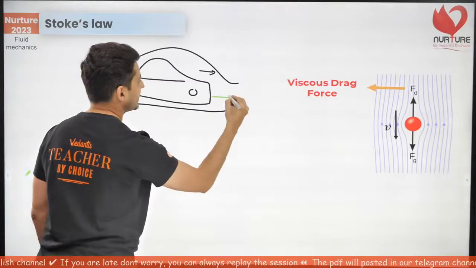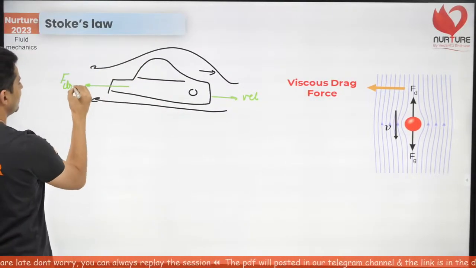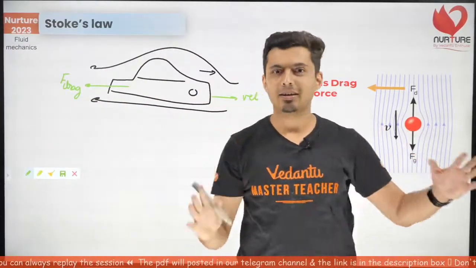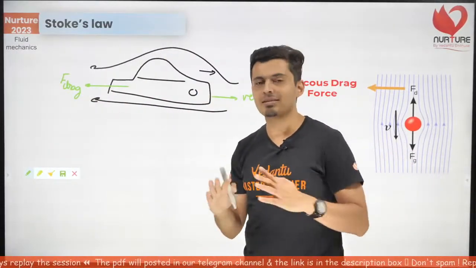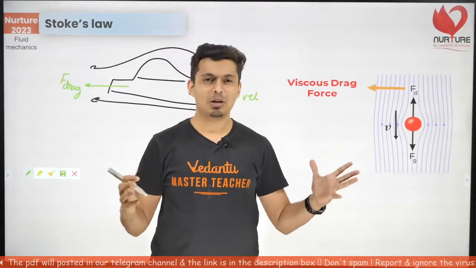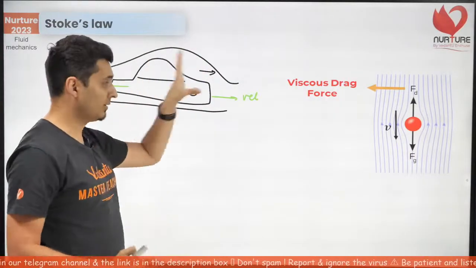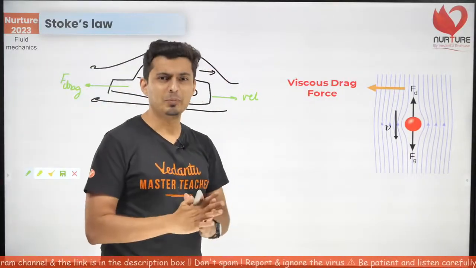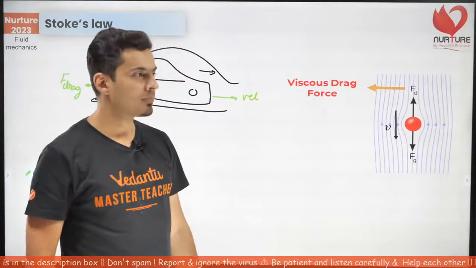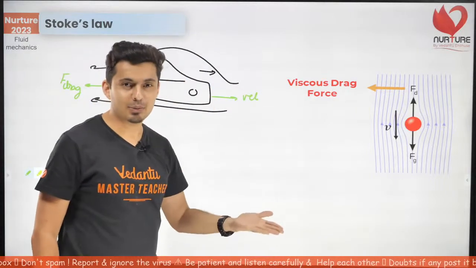So if the car goes here, then there will be a drag force here. And the whole idea of designing a car, designing an aeroplane, designing a boat, designing an F1 car is all about making sure that the drag force is less for the given mass, given volume. Somehow making sure that the flow is streamlined. Each object has a different value of drag force.